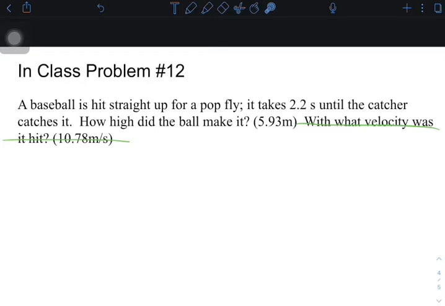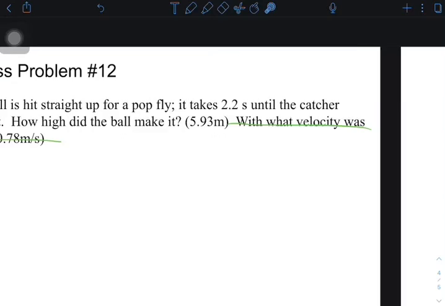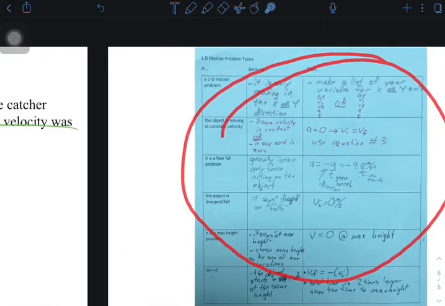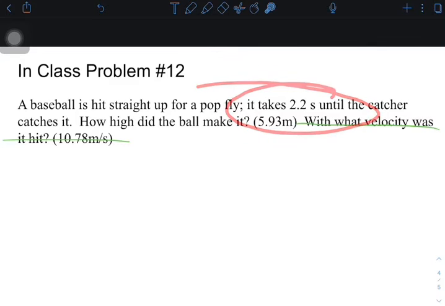So, based upon the information that's given and based upon identifying the problem types, hit pause, make a list of your variables, then based upon these and numbers within the problem, when you're done, unpause it.